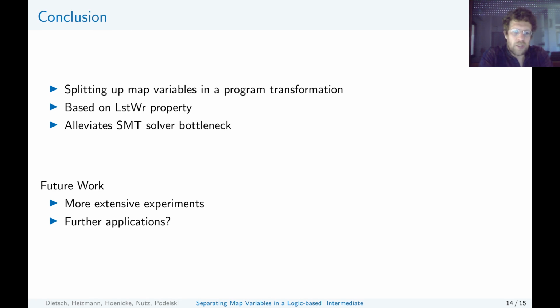Future work is certainly to apply this technique to a wider range of experiments, like for example C programs from SV-COMP, but we're also looking for further applications, both for the map equality domain and also the splitting.